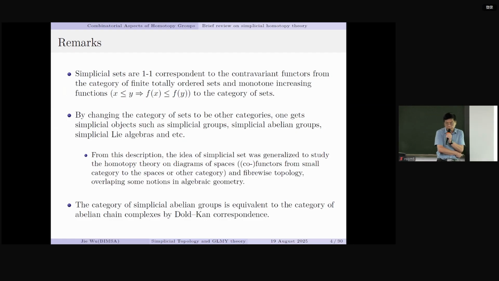People generalize this idea. The domain, the simplicial category, which is just finite ordered sets and monotone functions, you can replace by any small category. That has been studied a lot, and you can do homotopy theory on that as well. Also in this setting, the category of simplicial abelian groups is equivalent to the category of abelian chain complexes.